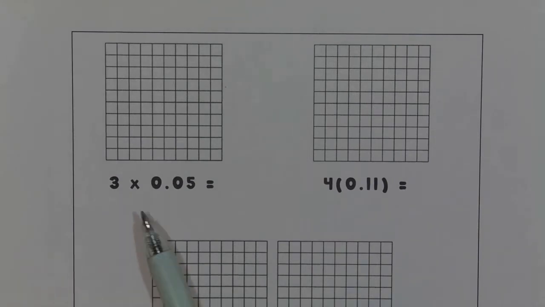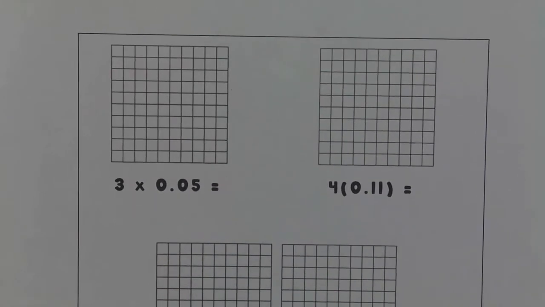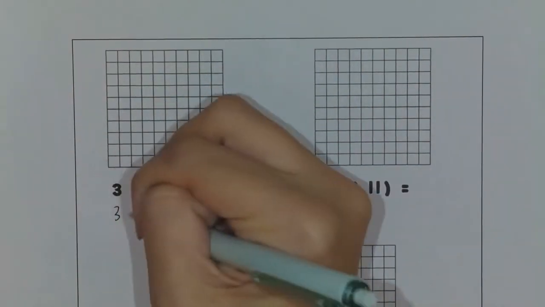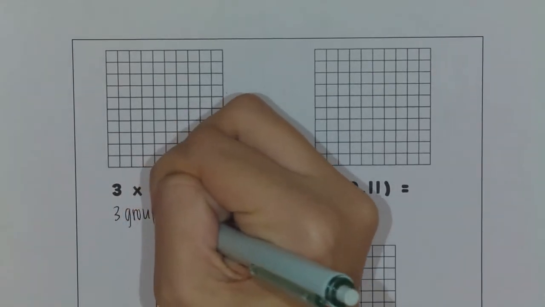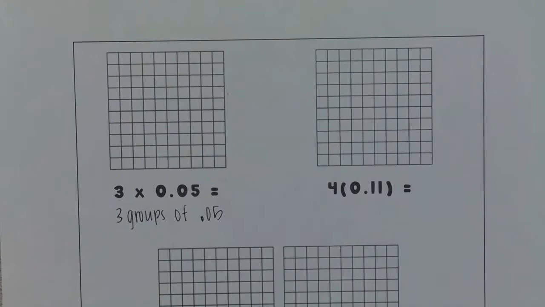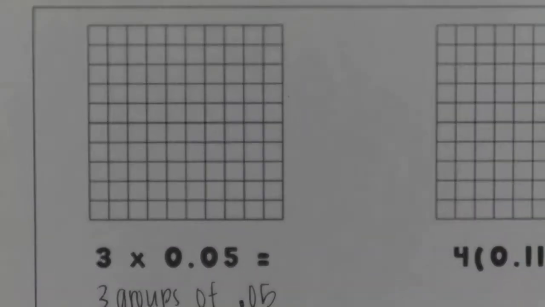So my first problem that I have is 3 times 500. Okay, remember when we read multiplication problems, we can read it as this is the same thing as 3 groups of 500. Okay, so let's picture what this would look like. I'm going to use 2 different colors today. So on my model, I need to make 3 groups of 500.